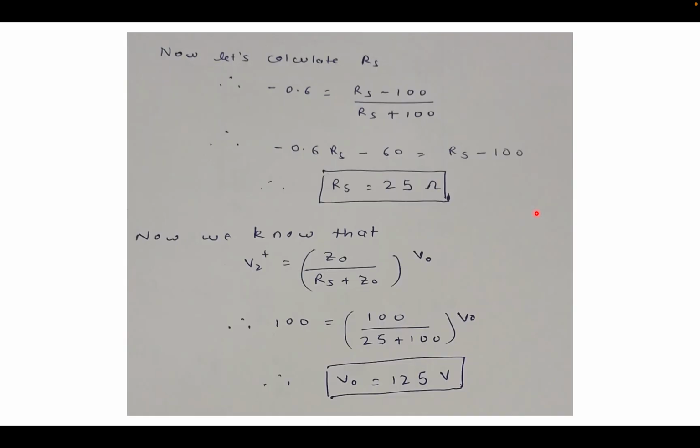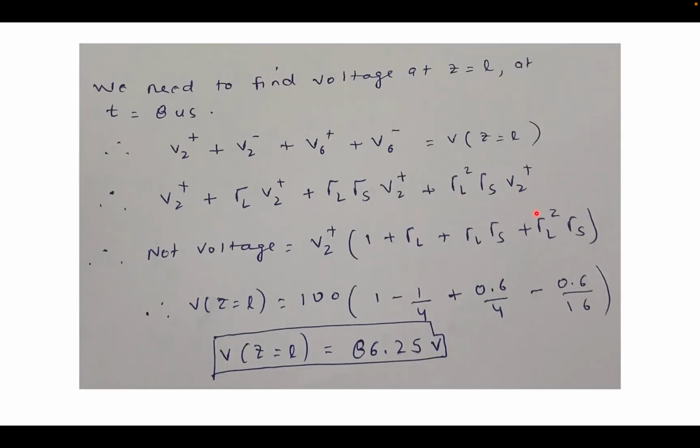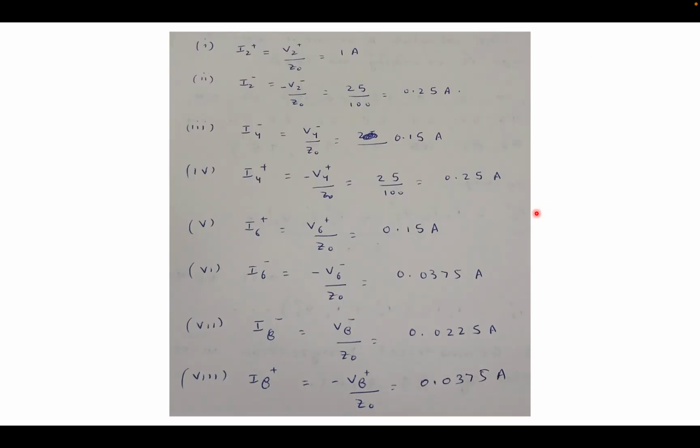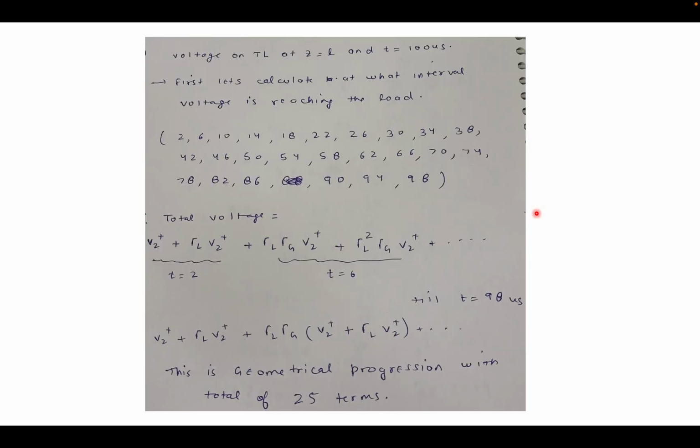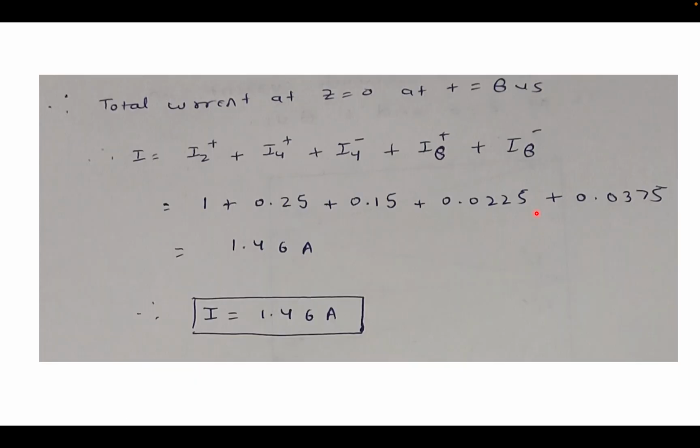Source impedance is 25 ohm. Voltage V naught is 125 volt, which is the voltage of the battery. And then you have the voltage at Z is equal to L at T is equal to 8 microsecond, 86.25 volt. And then the current at Z is equal to 0 at T is equal to 8 microsecond is 1.46 ampere. After calculation, I'm getting 1.47.